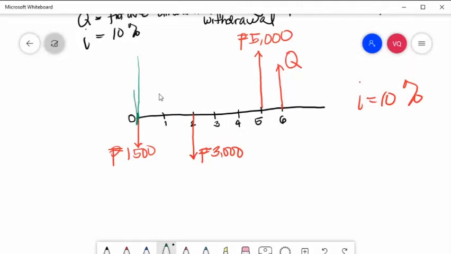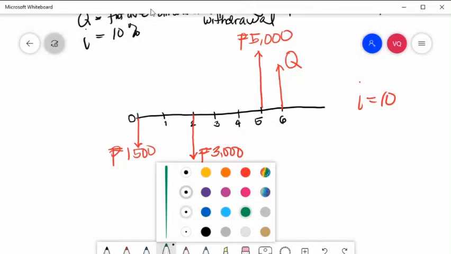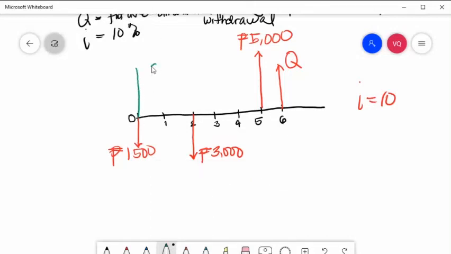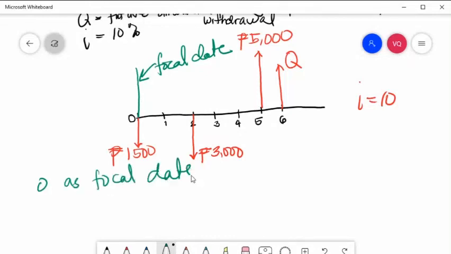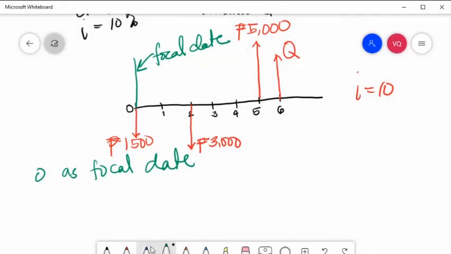Focal. This one. Zero as focal date. Para maging from right to left lahat sila. So, eto, papunta dun. Beta. Kun. DQ.